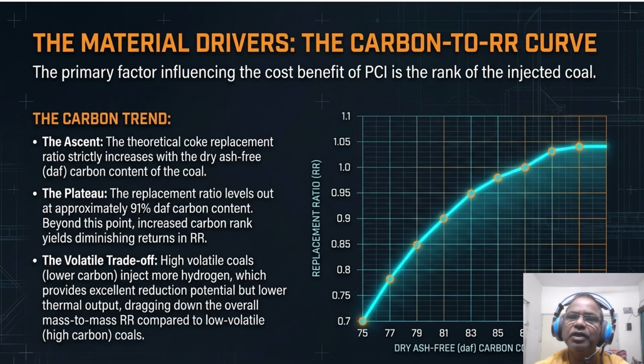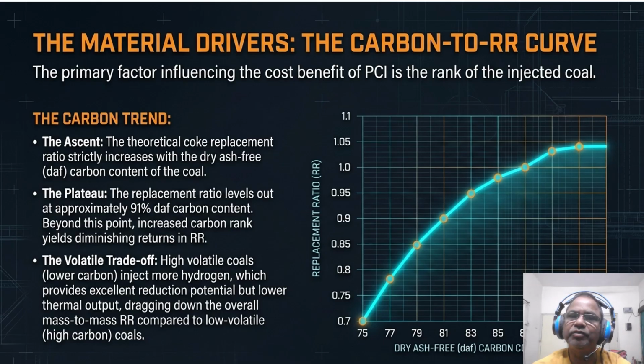We also see the volatile trade-off. The high volatile coals inject more hydrogen, which is great for chemical reduction, but drag down the overall mass to mass replacement ratio because they provide less thermal output than high carbon coals. And it is obvious also that as more VM is there, available carbon will decrease. So choosing a coal is not about finding the highest carbon, it's about finding where your furnace can best utilize the carbon hydrogen balance.